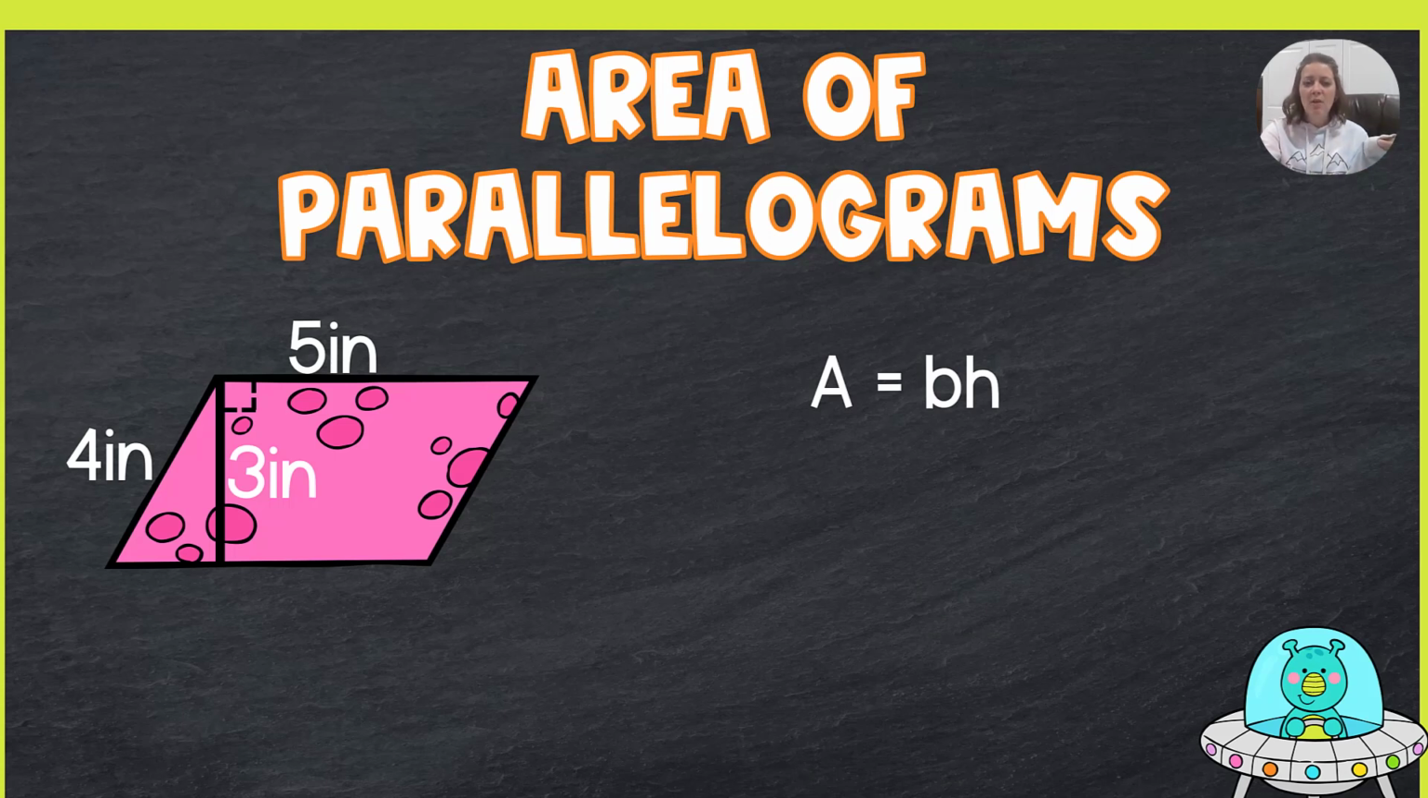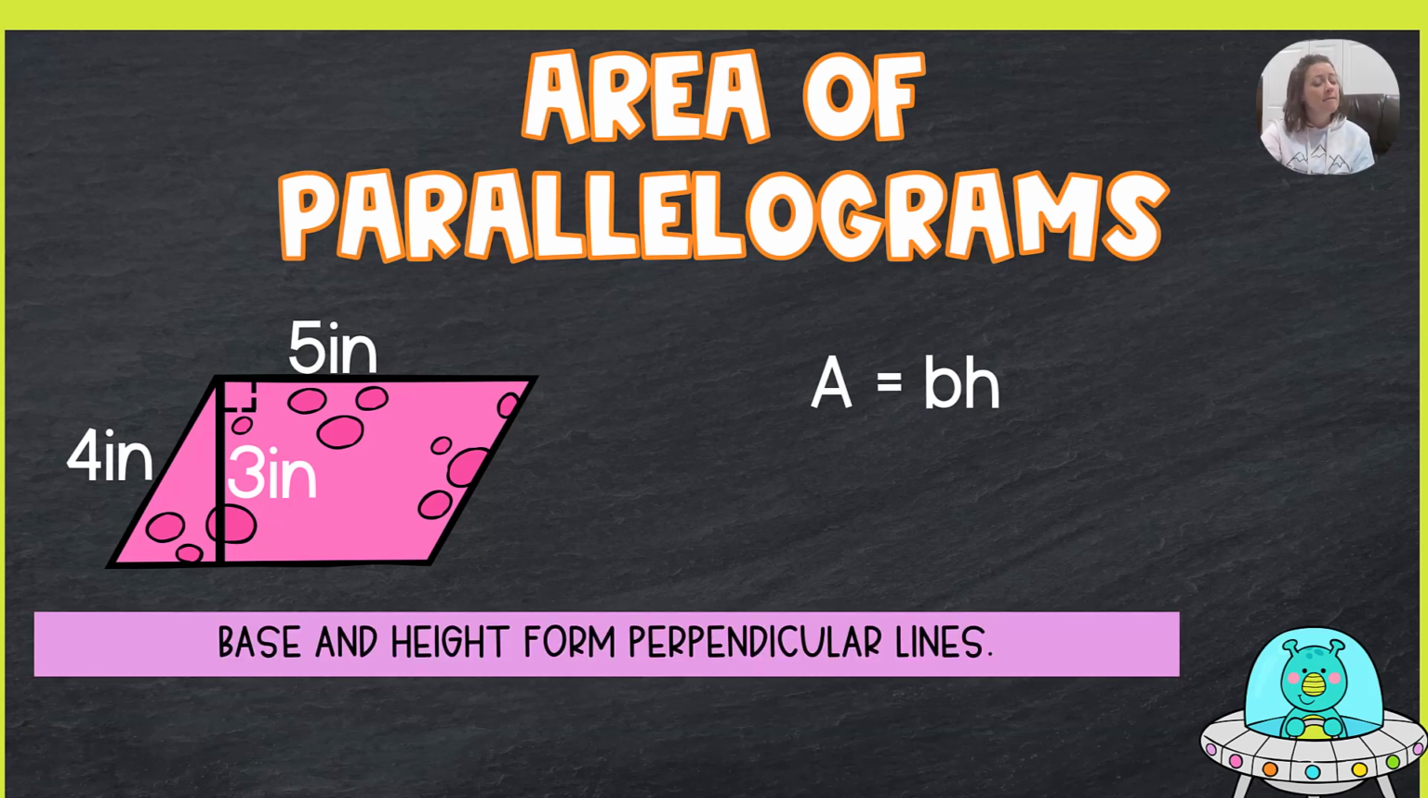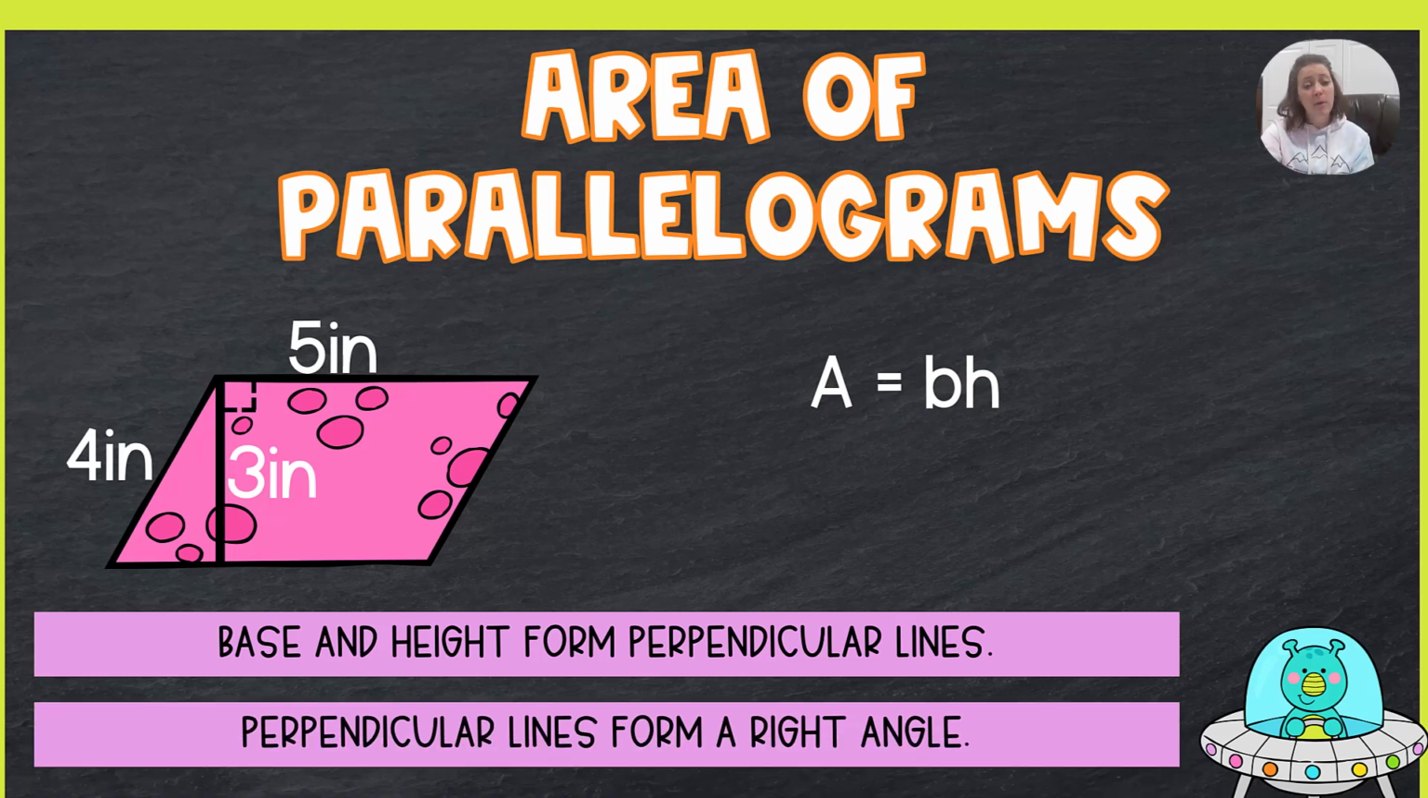So now the question is, well, I still have 3 measurements. How do I know which one is the base and which one is the height? How do I know which two to use? Well, I'm glad you asked. The base and the height form something called perpendicular lines. Perpendicular lines, love that word, are lines that form a right angle. And so you can see right here, two lines that form a right angle or a 90-degree angle.